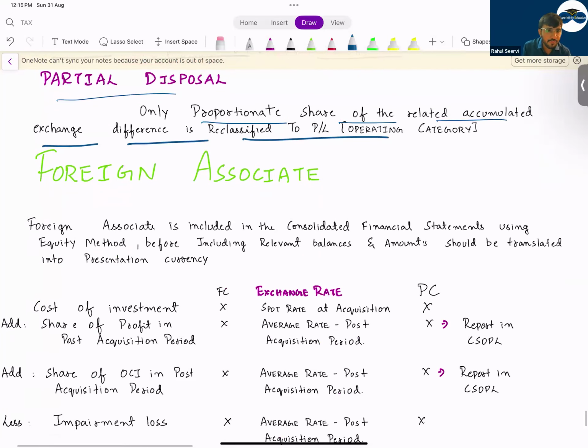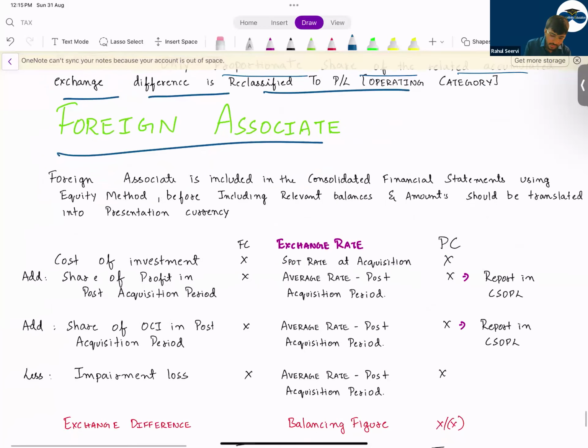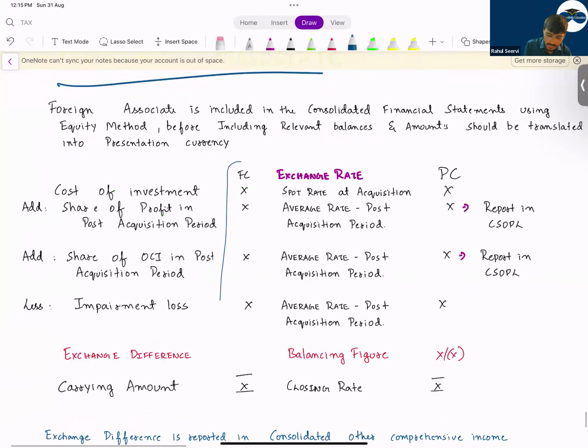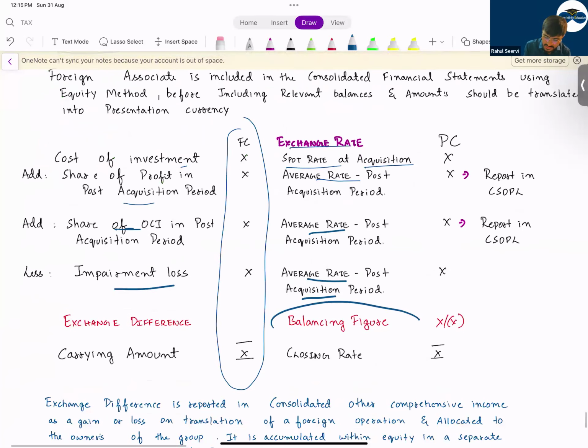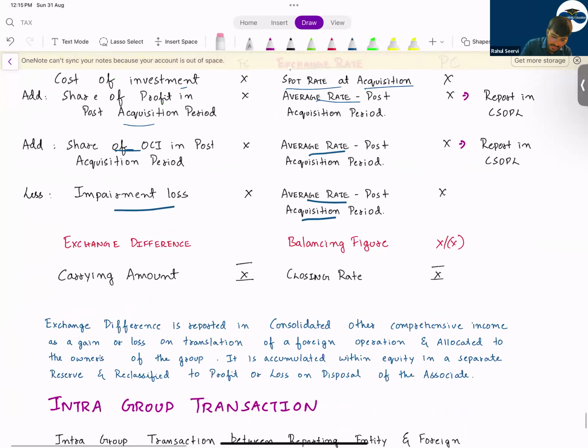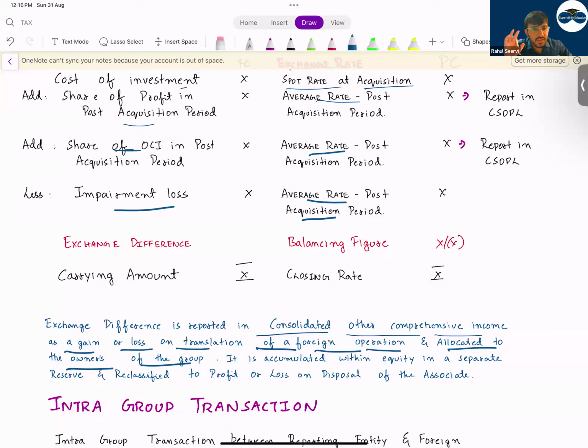Now foreign associate. If we have a foreign associate, what do we do normally? Same. We do the calculation first in foreign currency, then we use the exchange rate. So cost of investment at the spot rate at acquisition, then profit at the average rate, OCI also at the average rate, impairment loss at the average rate. Then you get the exchange difference. The exchange difference is reported in the consolidated other comprehensive income as a gain or loss on the translation of foreign operations and allocated to owners of the parent. Yes or no? This will only be given to the owner, not to the NCI. It is accumulated within equity in a separate reserve and reclassified to P&L on the disposal of the associate.